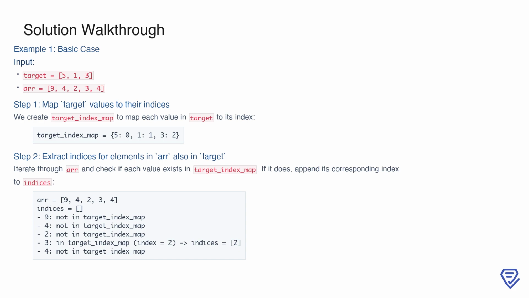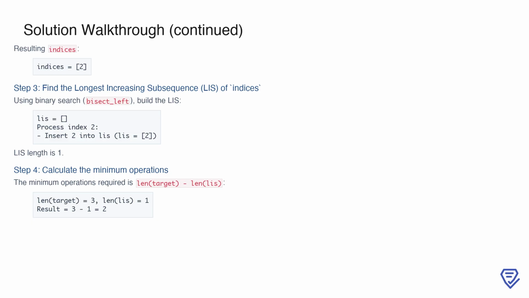Starting with an empty indices list, we iterate through ARR. If an element in ARR exists in the target_index_map, we append its corresponding index to indices. For example, 3 exists in target at index 2, so we add 2 to indices. Elements like 9, 4, and 2 are not in target, so they are skipped. By the end of this step, the indices list contains only 2. Now, we have the resulting indices list as 2.